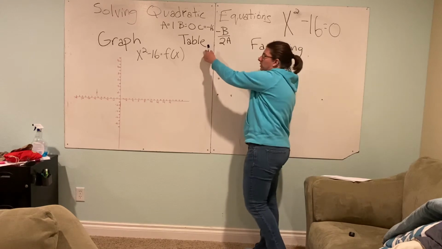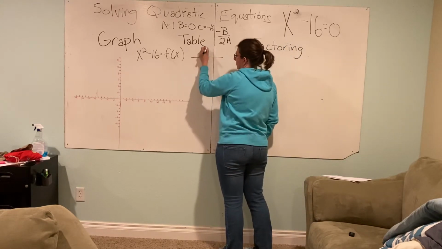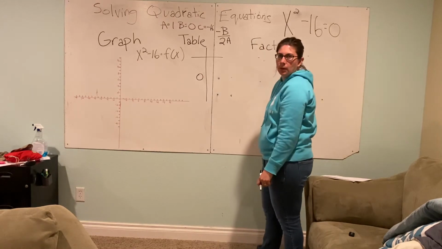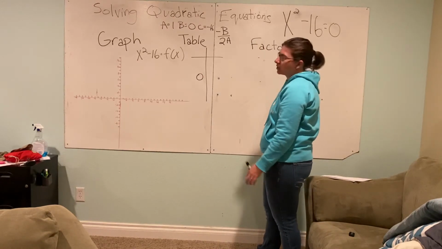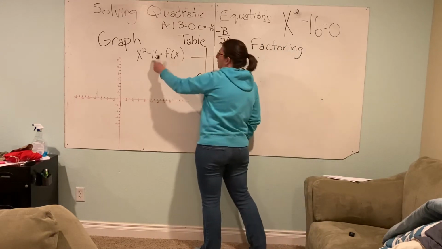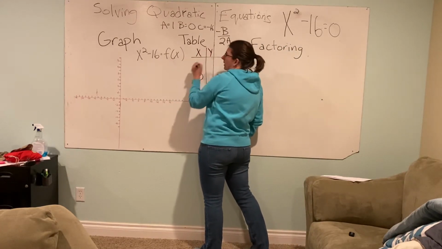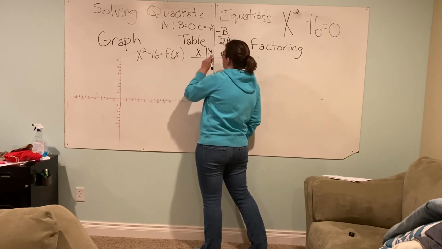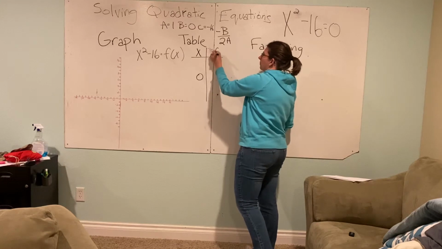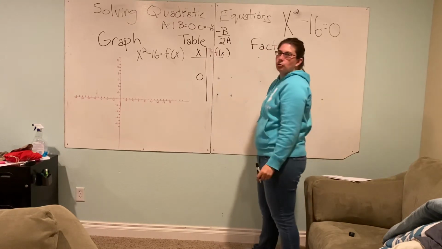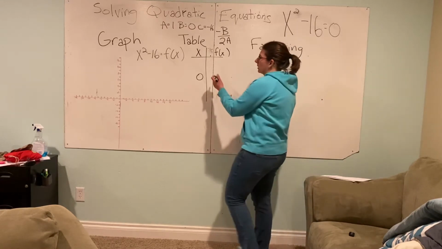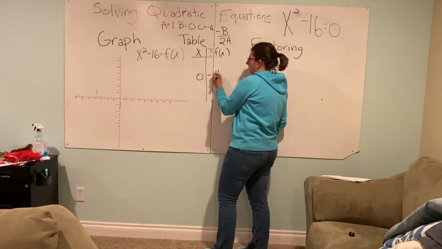So when we make the table, 0 is going to go in the center here, and that's the x-coordinate of the vertex. That was also our axis of symmetry. We're going to put 0 in for x to solve for y, or to solve for f of x, which is what I should technically write there for you. Okay, 0 squared is 0. 0 minus 16 is negative 16.